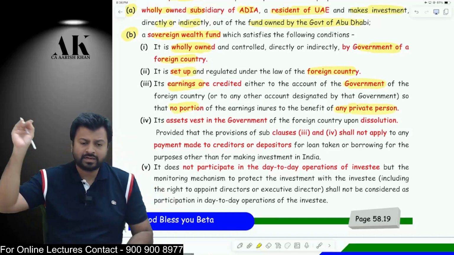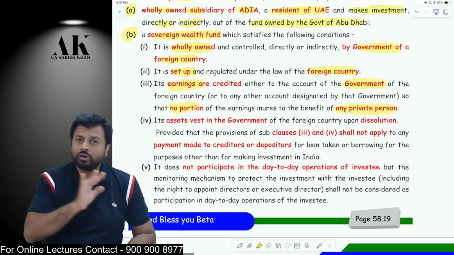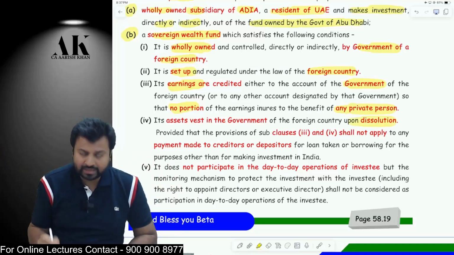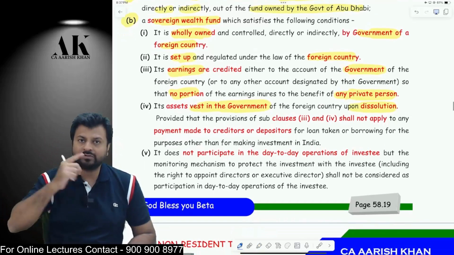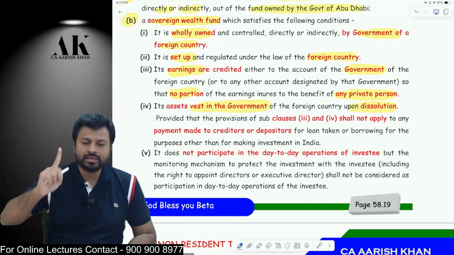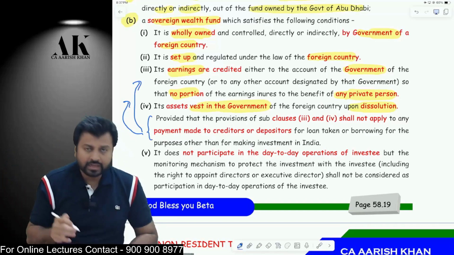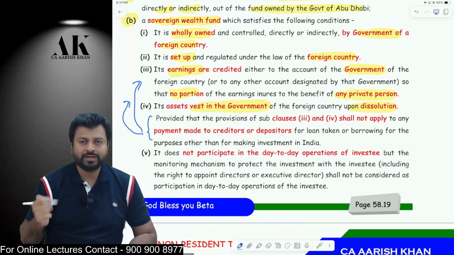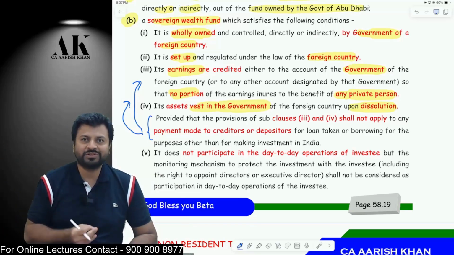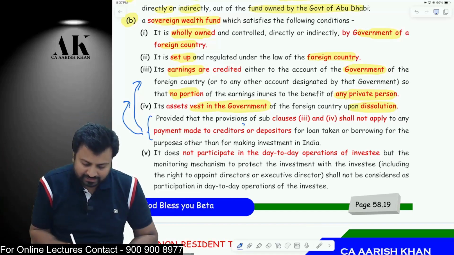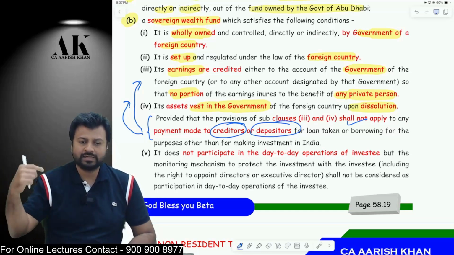So whatever is earned by that foreign sovereign wealth fund should be given to the government of that particular country and not to any private person. Plus, on dissolution, whenever that wealth fund is dissolved, all the assets will be given to the government of that country. But there is one proviso to both these points, which says that if the government has taken any loan or something on credit from somebody, then obviously the earnings have to be given to them also, and on dissolution also the assets have to be given to them also. So if they have taken some credit or some loan from somebody, then obviously they have to give that money to the respective creditor and lender also.